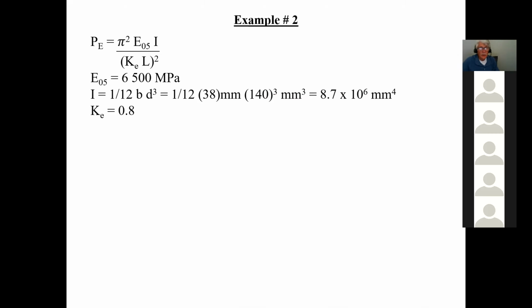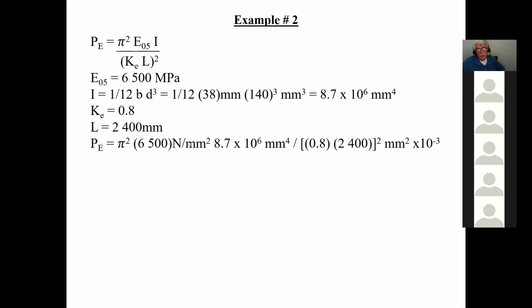And if you remember from the KE values, the recommended value for wood is 0.8. And of course, the L is 2.4 meters, which is about 8 feet. And of course, put everything into the equation, and multiply by 10 to the minus 3 because this is in newtons. You want to bring it to kilonewtons, and you get 151.4. So that's the buckling resistance of the column.